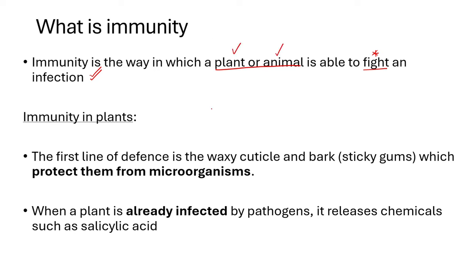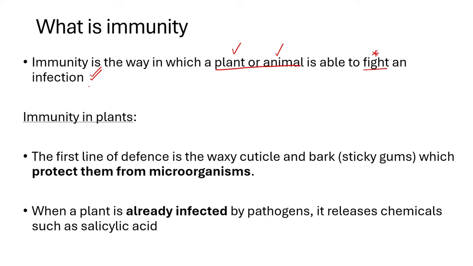Plants can also get infected. You can see sometimes when you are planting maize and you start seeing that it is having brown leaves, what is happening there? It is infected. So now plants have got their way of defending themselves. So let us look at how plants defend themselves against infection.